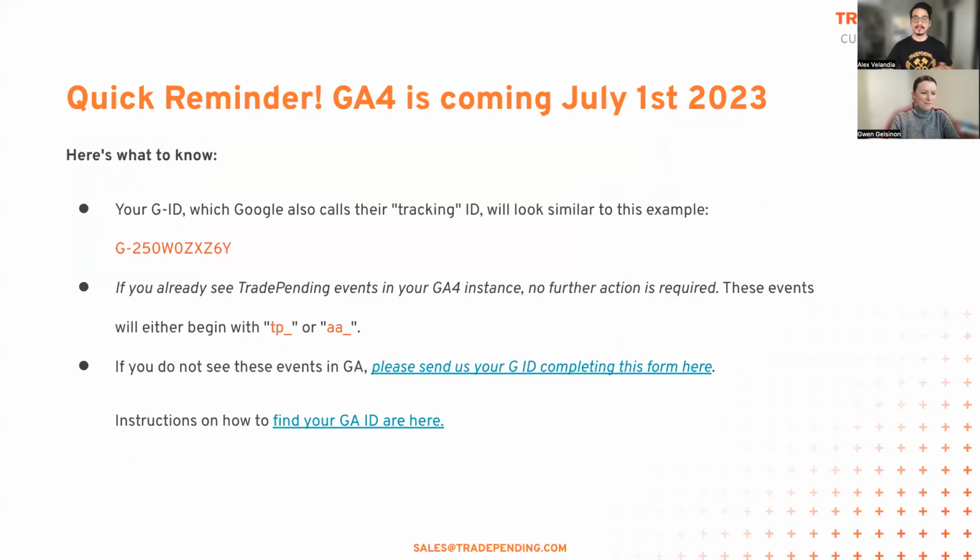But before we begin, quick reminder, GA4 is coming. What that means is Google Analytics is being sunset, and the next evolution of that is being set up. So TradePending requires your GID, and we have a couple of links on the slide deck to show how you can get it. The reason it's so important is you are going to want that historical data, and the way you get that is by installing it and getting it going now. If you haven't already done it, check it out, and we'll help you through that process.